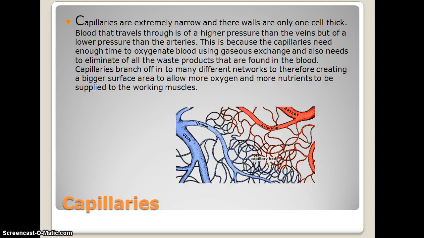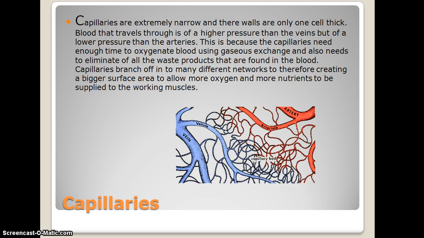Capillaries. Capillaries are extremely narrow and their walls are only one cell thick. The blood that travels through the capillaries is of a higher pressure than in the veins, but it's a lower pressure than in the arteries. This is because capillaries need time to oxygenate blood through gaseous exchange, so they reoxygenate deoxygenated blood and eliminate any waste products or bad substances that are found in the blood.